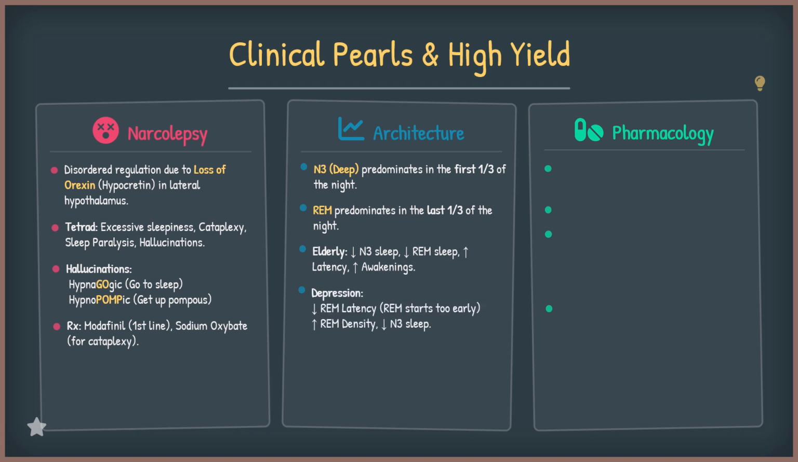In depression, also high yield, decreased REM latency, so REM starts too early, increased REM density, and decreased N3 sleep. You will have to go over that a few times in order to remember it, but it will show up on your exam. Important pharmacology to know: GABA agonists, alcohol, benzos, barbiturates.